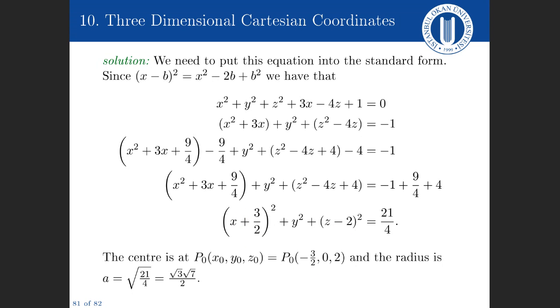For the radius, we look at the number on the right. 21 over 4 must be equal to a squared, or to say it another way, a must be the square root of 21 over 4, or square root of 3, square root of 7 divided by 2. And that's the answer to this problem.